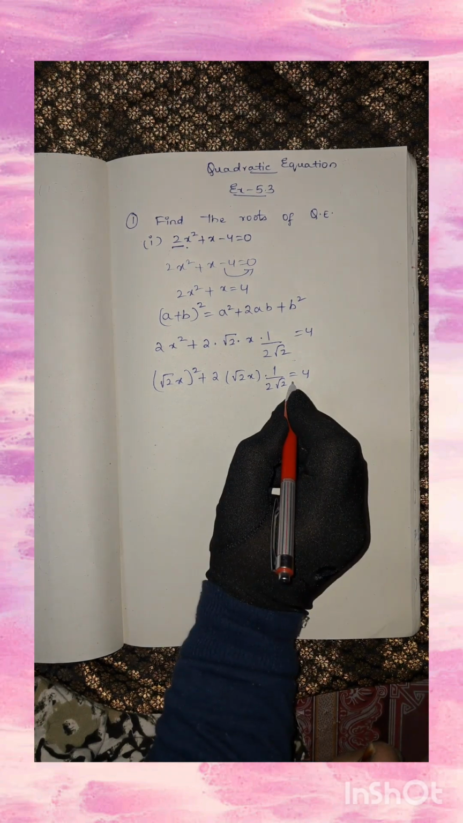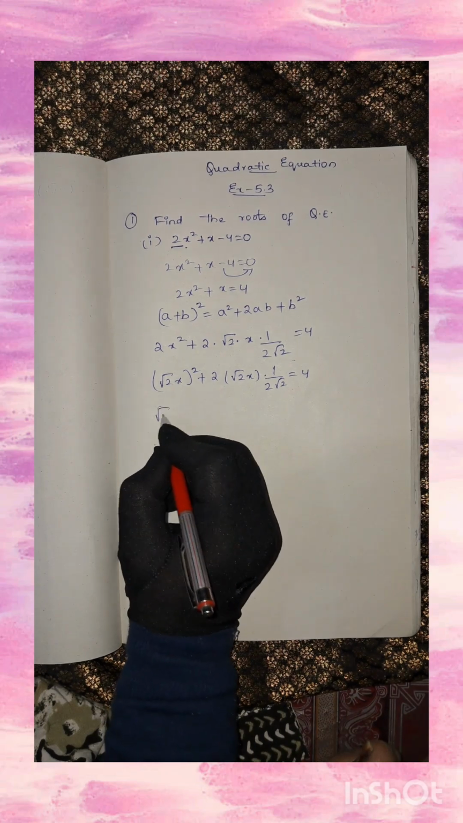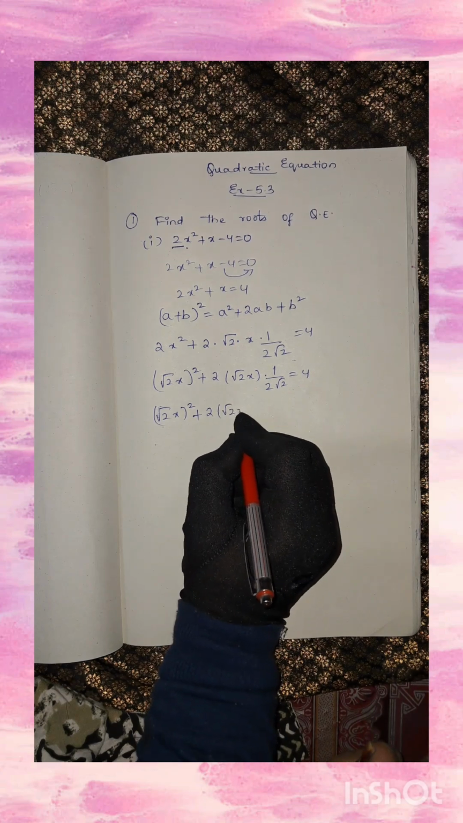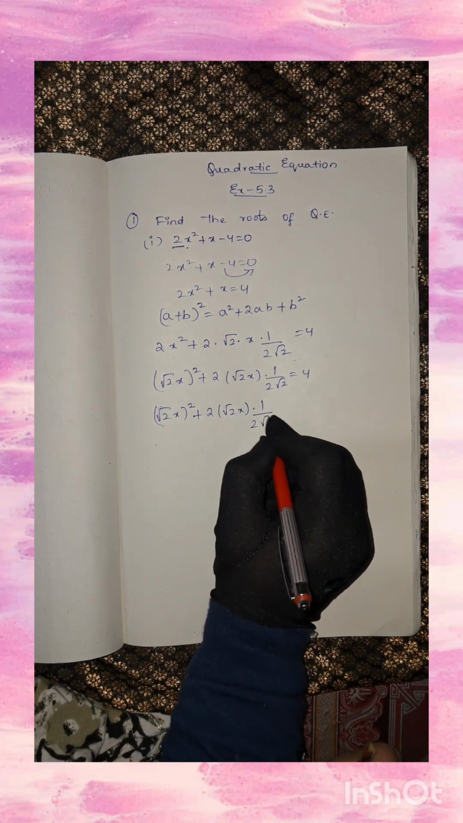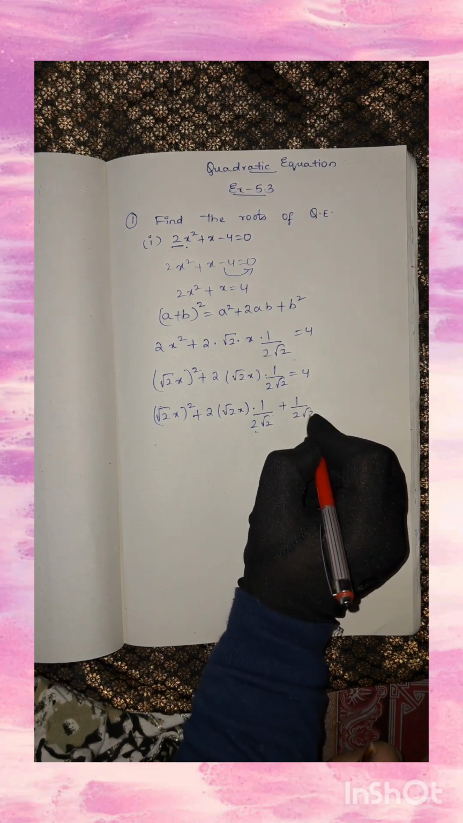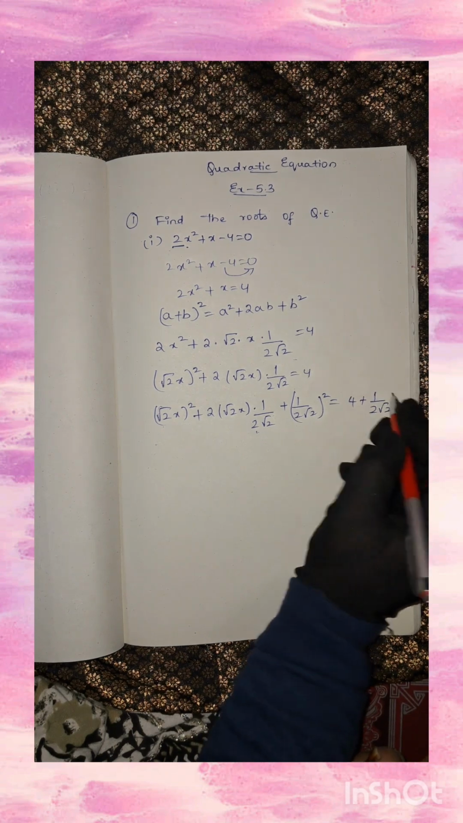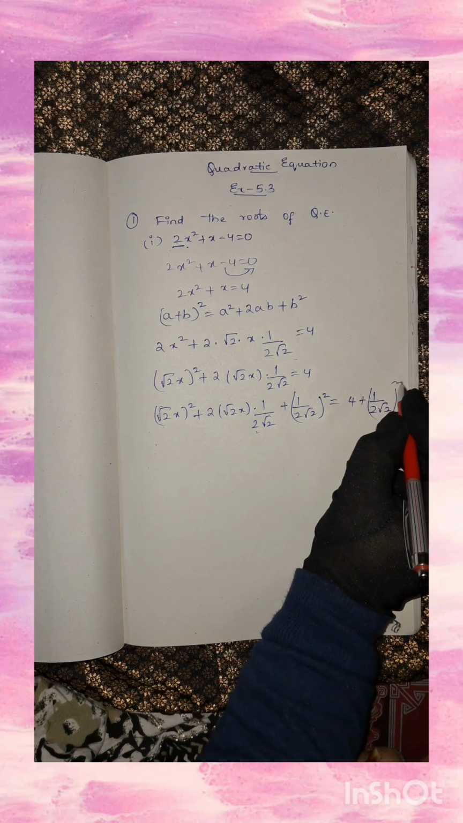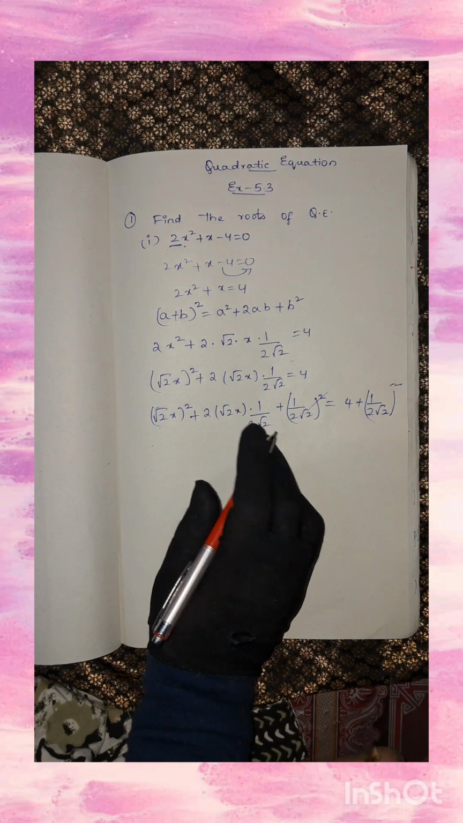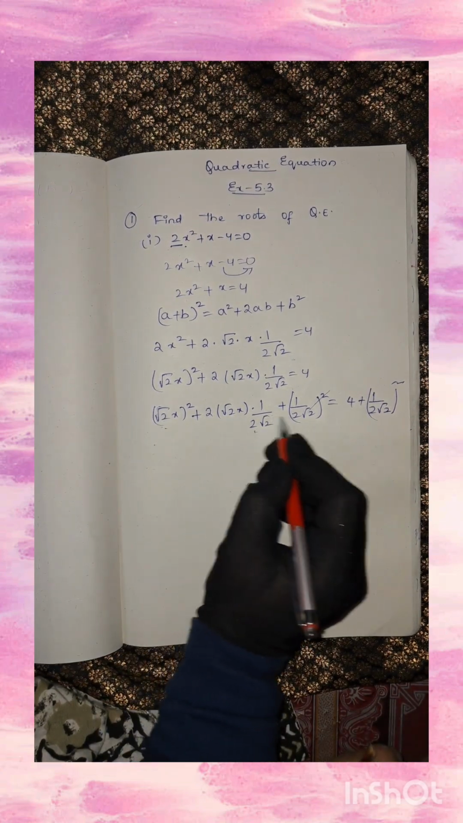So what is our b here? B square. What is b square here? If I write root 2x whole square, this is a, plus 2 into root 2x into b, 1 by 2 root 2, this is b here. So if I add 1 by 2 root 2 whole square on both sides, does it make any difference? No. So I am adding 1 by 2 root 2 whole square on both sides. Okay, right? The number will be the same anyhow. So I am adding b square on both sides.